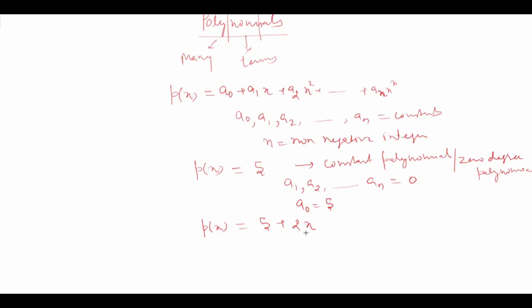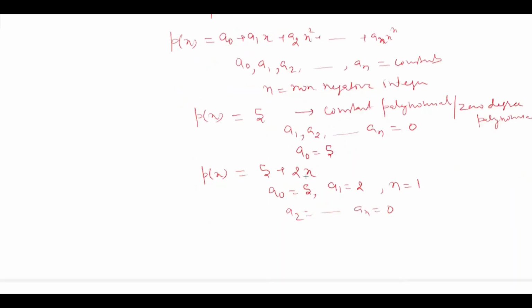Now this is also a polynomial. Comparing it with the above expression, here a0 is equal to 5, a1 is equal to 2, and n is equal to 1. So this satisfies my condition that a0, a1, a2, n should be constants. The others, a2 to an, are all zeros, so they are constants. n is a non-negative integer, and that satisfies my criteria.